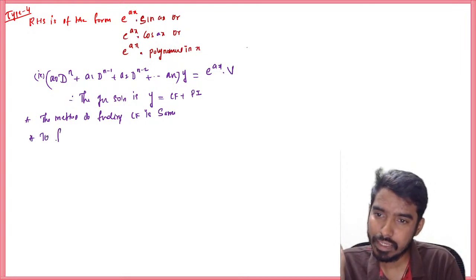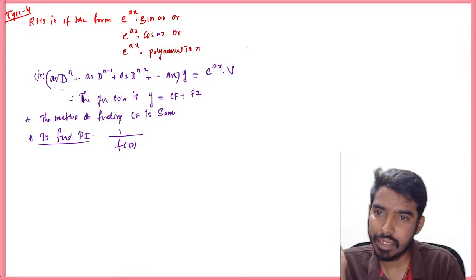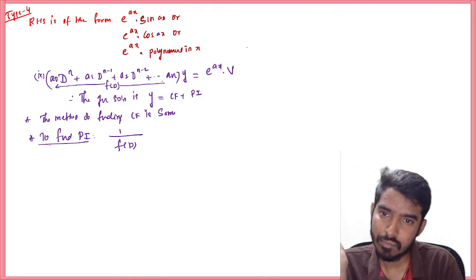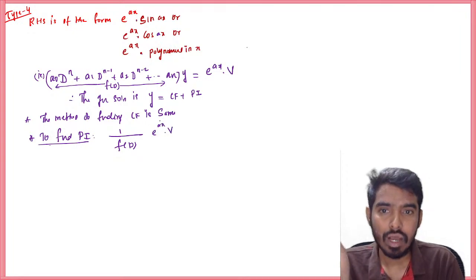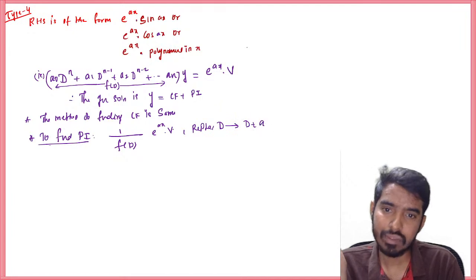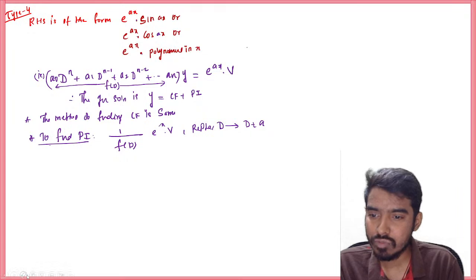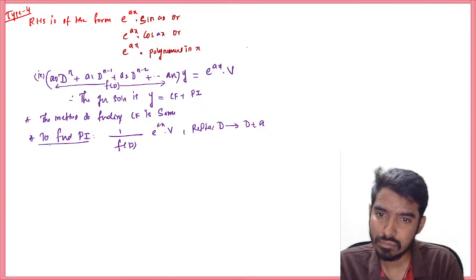So to find a PI, right? So what is PI? 1 by f of D. This is your f of D, right? 1 by f of D, e power ax into v. What you have to do is replace this D by D plus a. This a is here, right? You have to replace D by D plus a. So we have e power ax here, right? So replace D by D plus a.